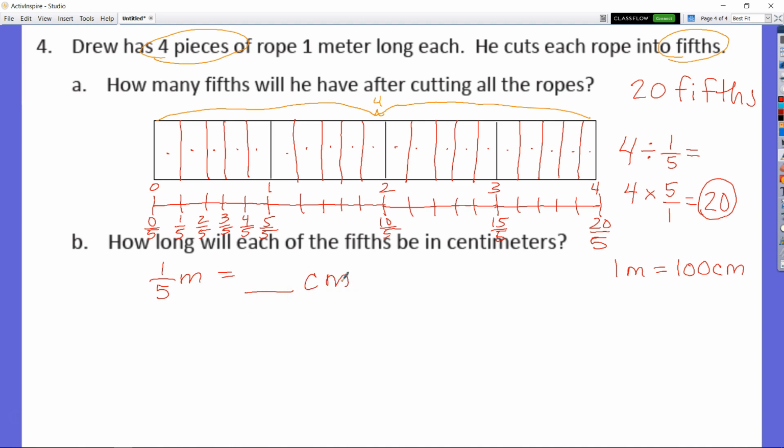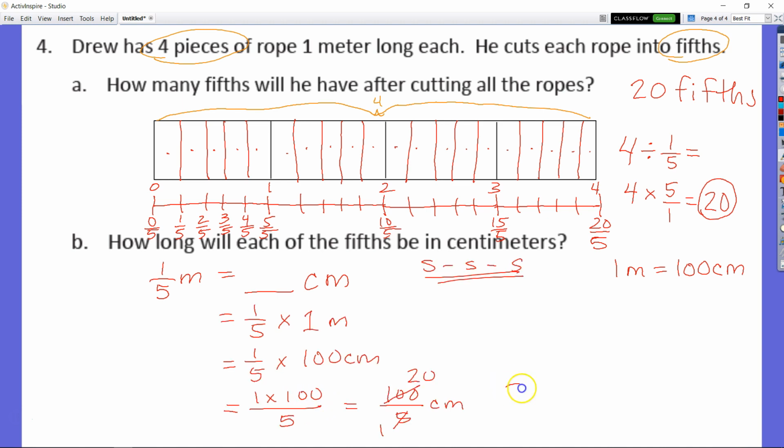And we're going to just do our 3 steps. First, we're going to separate. That's equal to 1/5 times 1 meter. Then we're going to substitute. It's equal to 1/5 times, instead of meter, we're going to substitute in our centimeters, 100 centimeters. And then we're going to solve by doing our multiplication. 1 times 100 divided by 5. We can use our cross cancellation and say that 5 goes into 5. 5 divided by 5 is 1, and 100 divided by 5 is 20. So that's going to be equal to 20 centimeters.